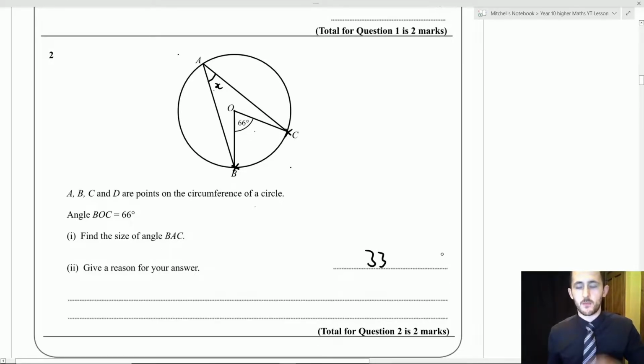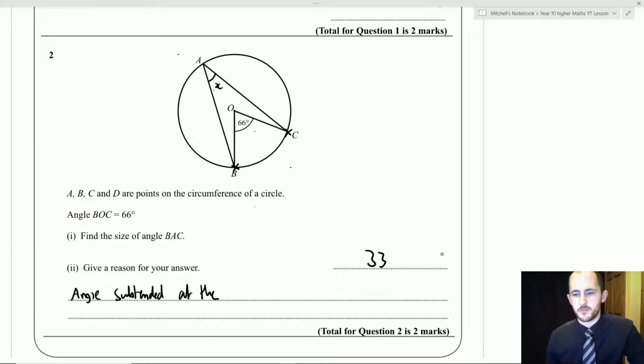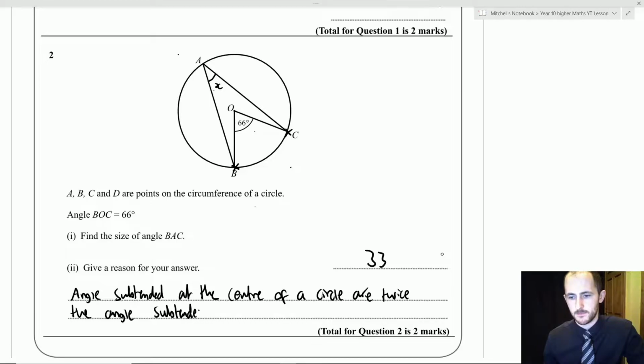Give a reason for the answer. Well, now we have to say that the angles subtended at the center of a circle are twice the angle subtended on the circumference. The wording doesn't matter as long as you kind of say it, right?